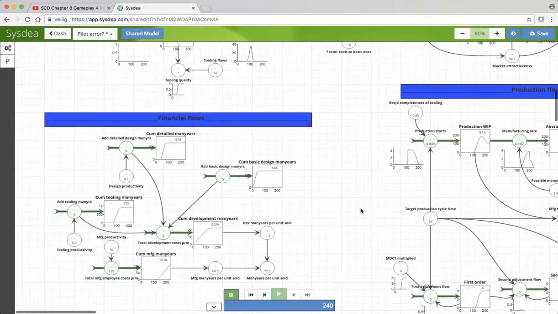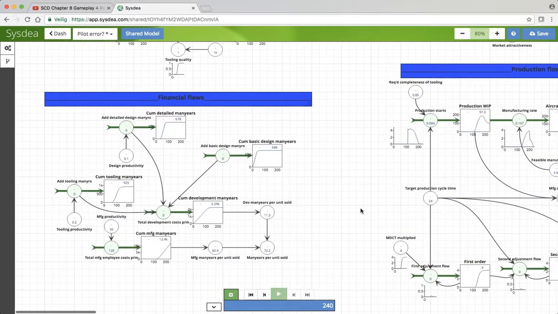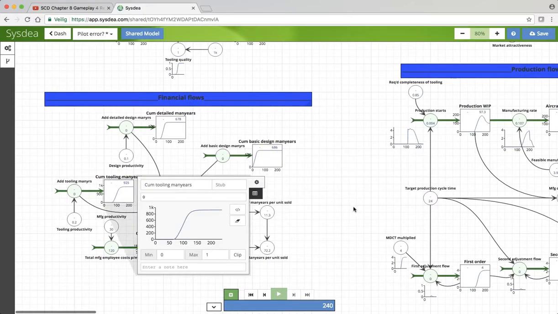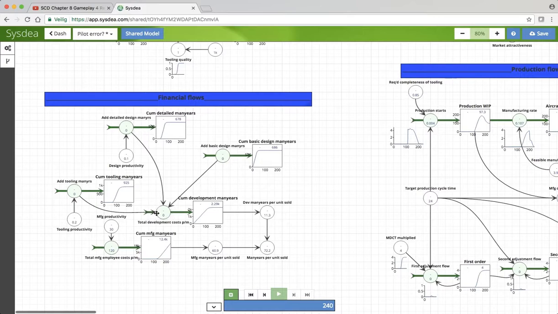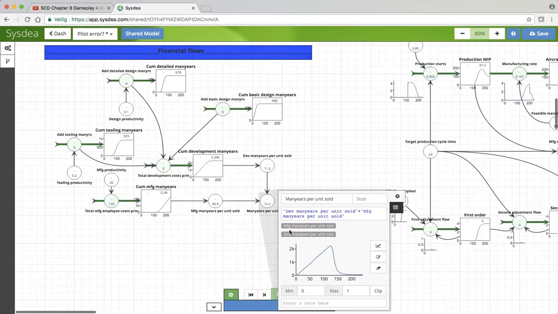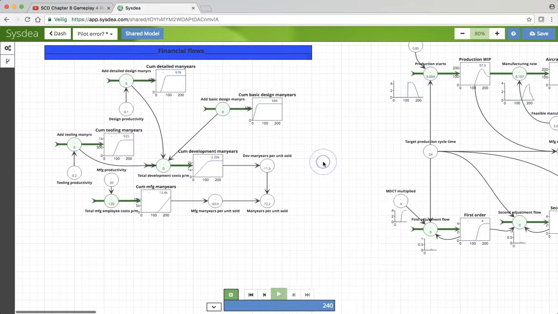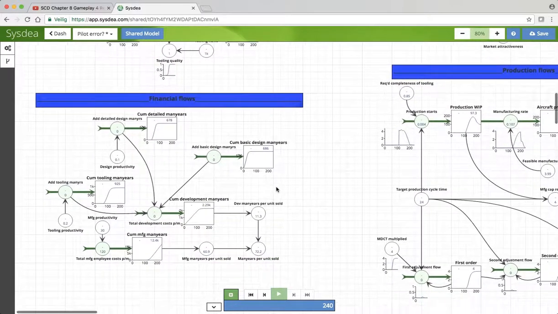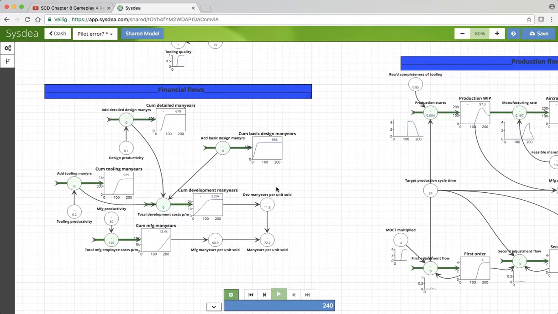Then the one sector that we didn't look at, which is pretty boring, it's really just bookkeeping, is the financial flows. We keep track of the accumulation of man years in design, in tooling, which leads to a total number of development years. And there are also man years in manufacturing, and so we can keep track of how many man years per unit sold have been realized, which is important to evaluate the overall cost effectiveness of various policies. And that concludes the description of this model.